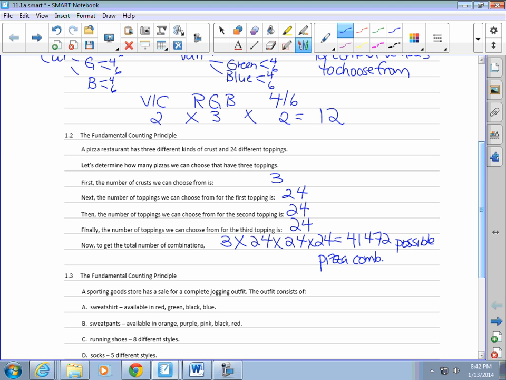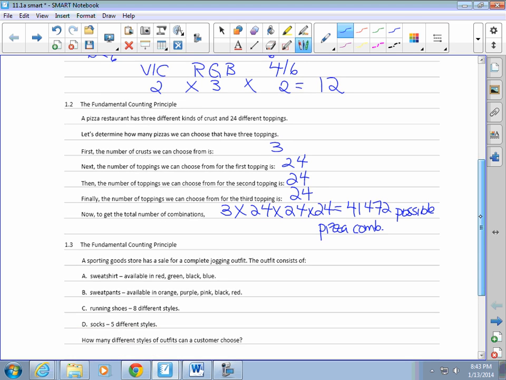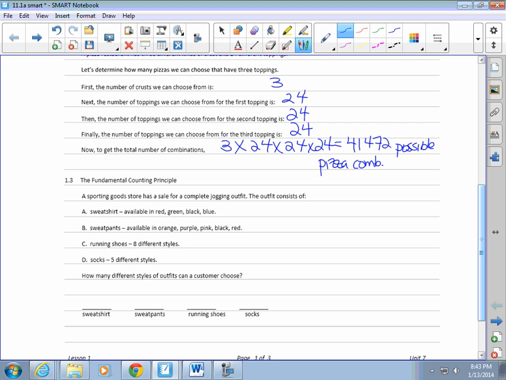So the next one says, a sporting goods store has a sale for a complete jogging outfit. The outfit consists of a sweatshirt available in red, green, black, or blue, and sweatpants available in orange, purple, pink, black, or red.